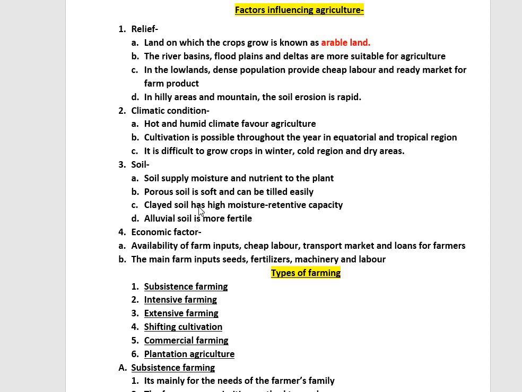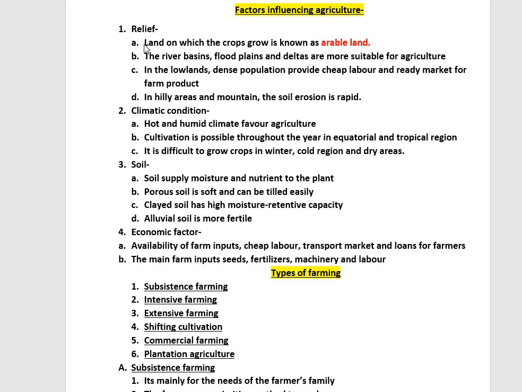Second, clay soil has the highest moisture retentive capacity. If you have seen, clay can hold the moisture, the water, for very long. So it has a very high moisture retentive capacity. We have also learned that alluvial soil is the most fertile soil, and we get alluvial soil from the sediments brought down by the river.